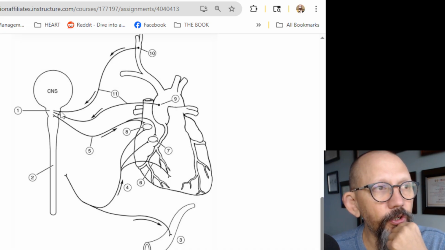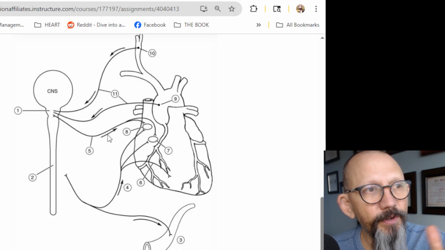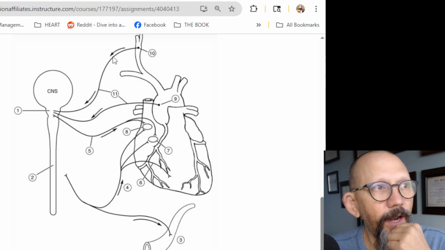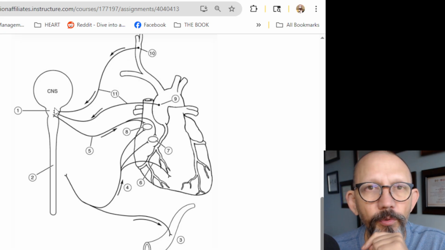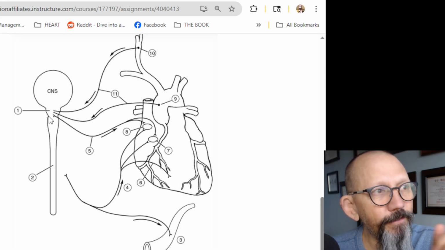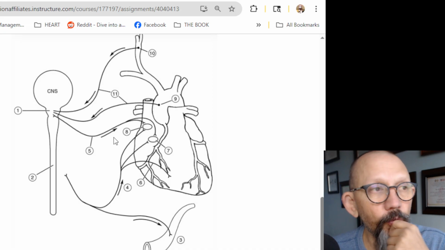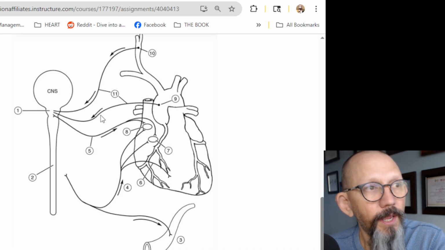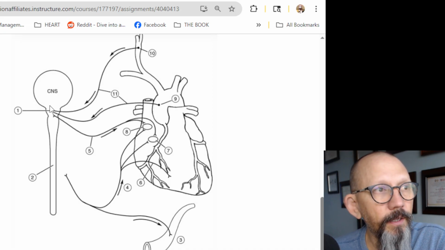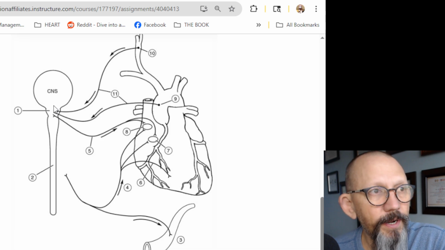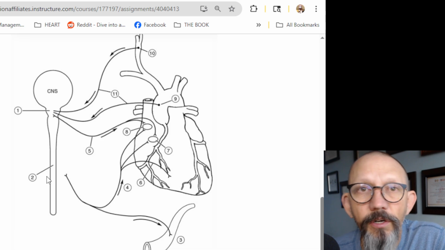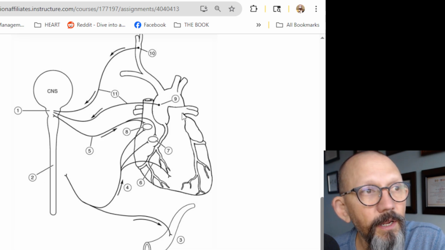So let's just do a brief look at these things real quick. Arrows going back are going to be afferent or sensory. Arrows going away from the central nervous system are going to be efferent or motor. So we have 3 of those and 2 of these returning ones, right?